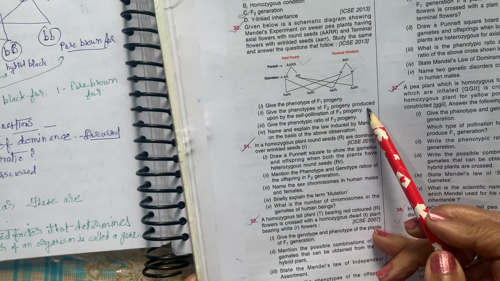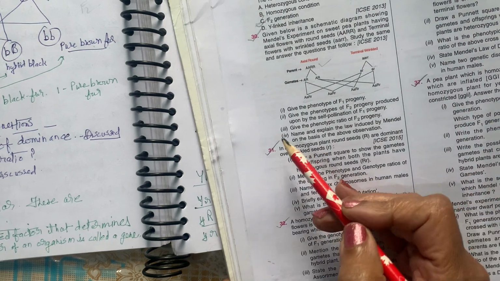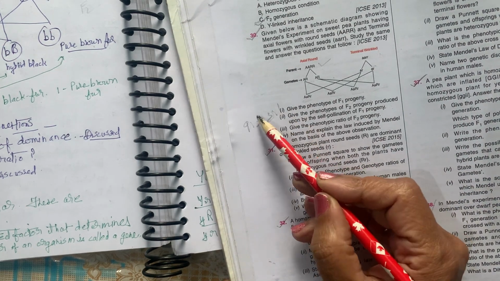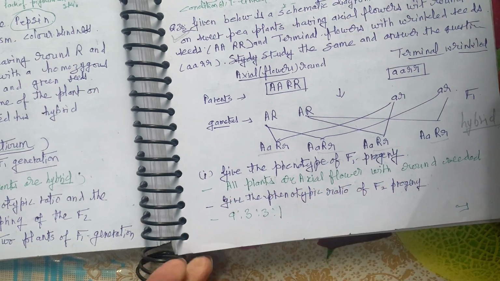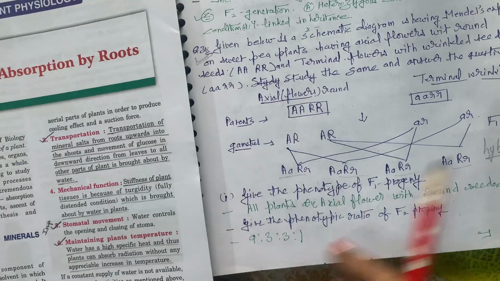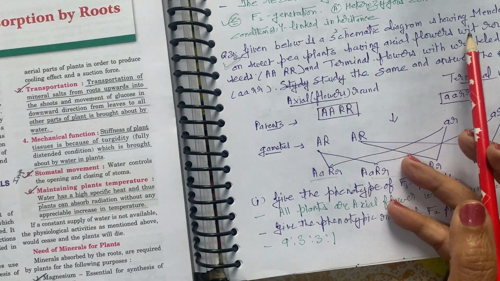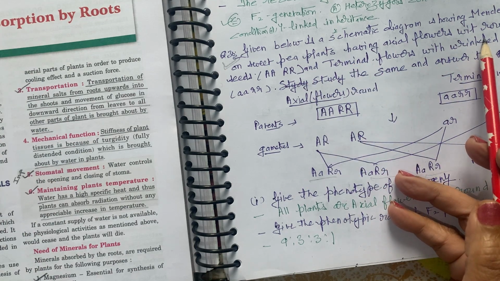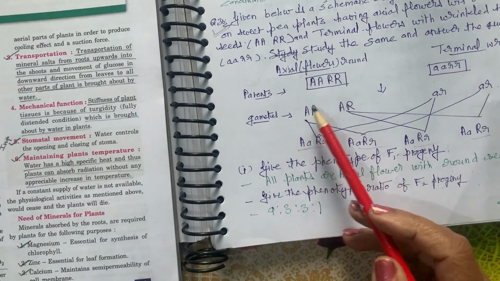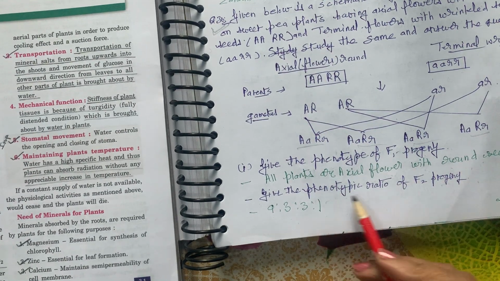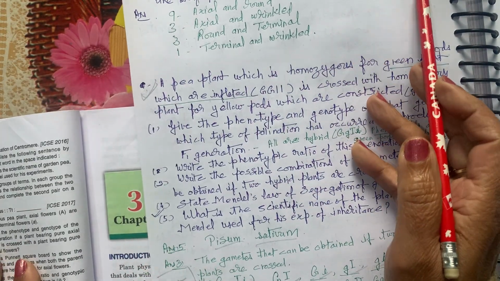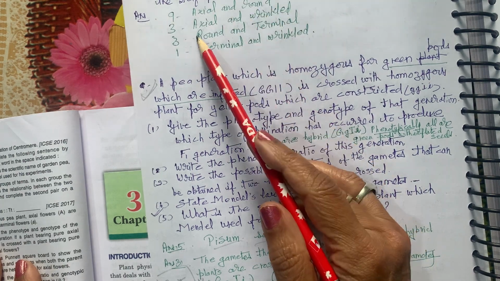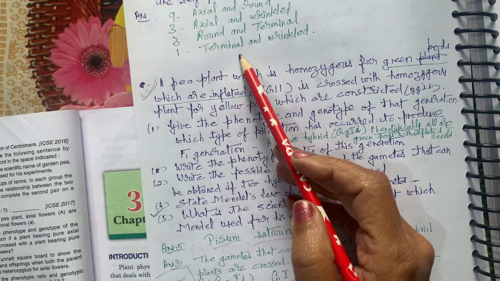Give the phenotype of F2 progeny produced over there, it is the same kind. In F2 progeny 4 types of plants will be found, 9:3:3:1. Give the phenotype of the F2 progeny, this is your capital A R. Given the schematic diagram showing Mendel's sweet pea plant showing axial flowers and round seeded, same question. Phenotypic ratio 9:3:3:1, and give the phenotypes of the F2 progeny when self-pollinated: 9 plants axial and round, 3 plants axial and wrinkled, 3 plants round and terminal, 1 is terminal and wrinkled.